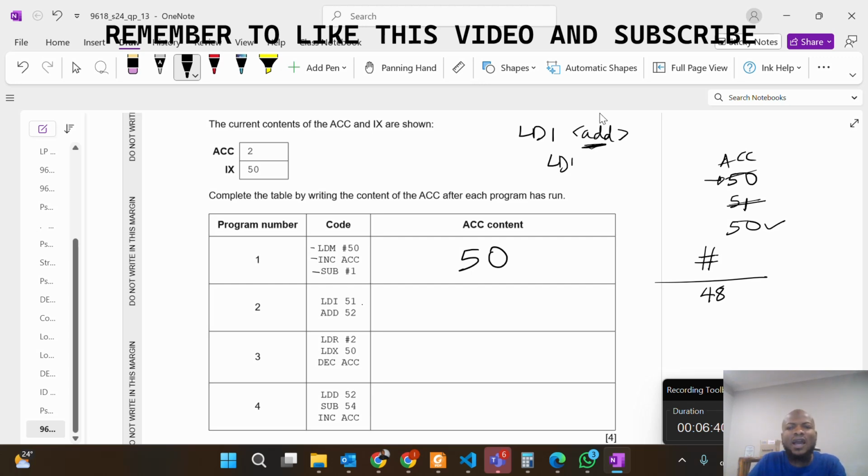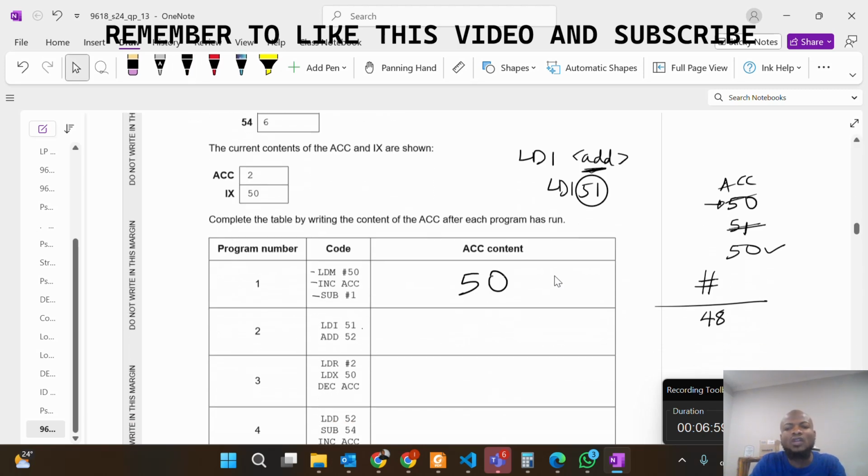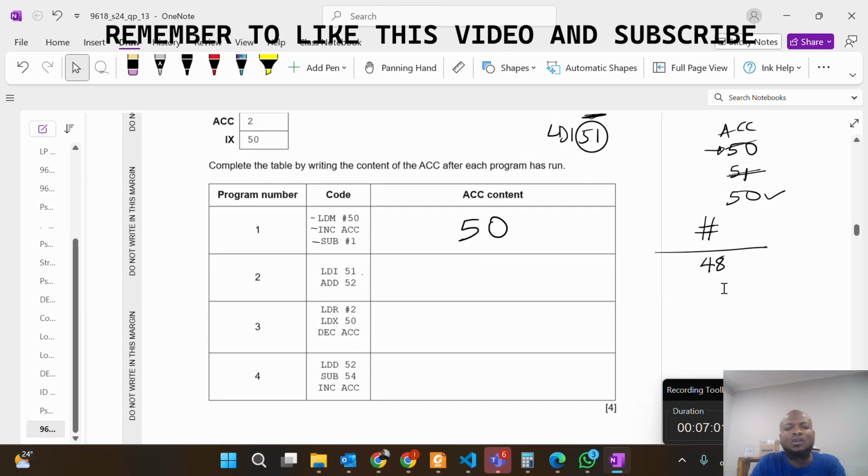So LDI 51 means go to address 51. When you get to address 51, you meet 50. So the content of address 51, this 50, is now the new address. So you now go to the new address to get the content of 50. I hope this is understood. So that means 48 is loaded into the register.